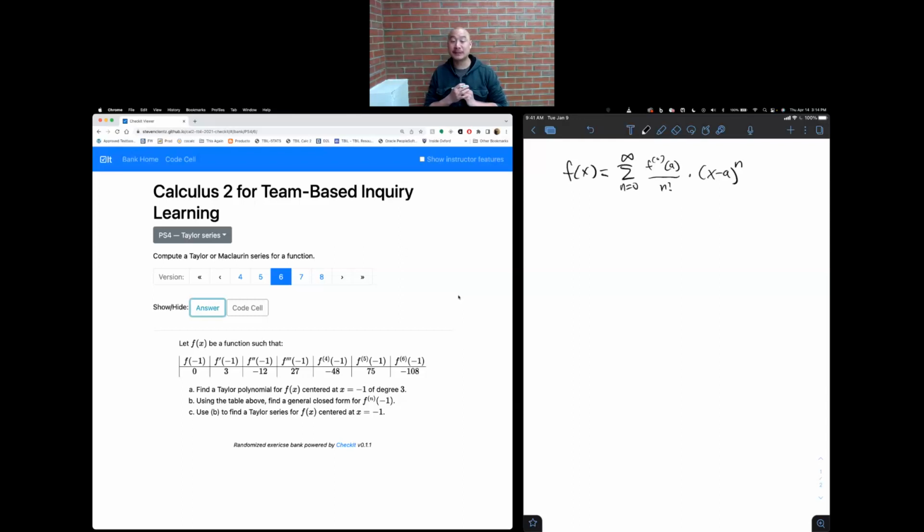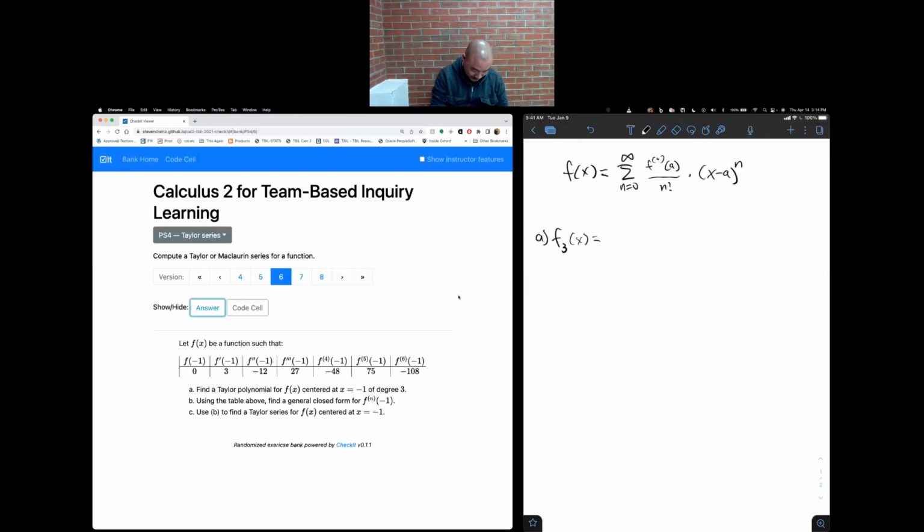And so in this particular version of the problem that we're looking at here, we are given a table of values with derivatives of f from the zeroth derivative, which is the function itself, all the way up to the sixth derivative evaluated at -1. And so we want to start by part A, asking us to find the third degree Taylor polynomial centered at x equals -1.